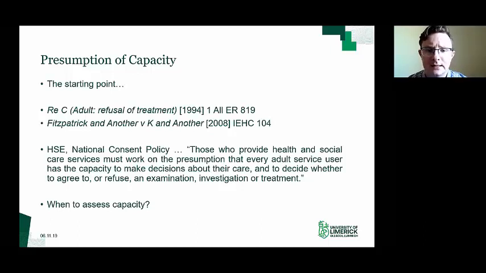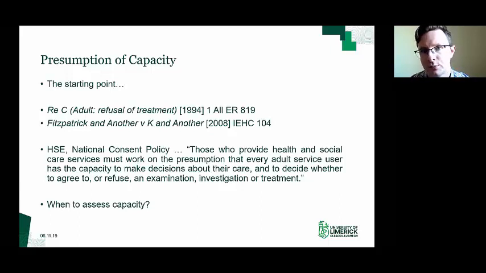Under this, it says that the possibility of incapacity and the need to assess capacity formally should only be considered if, having been given all appropriate help and support, a service user is unable to communicate a clear and consistent choice, or is obviously unable to understand and use the information and choices provided.